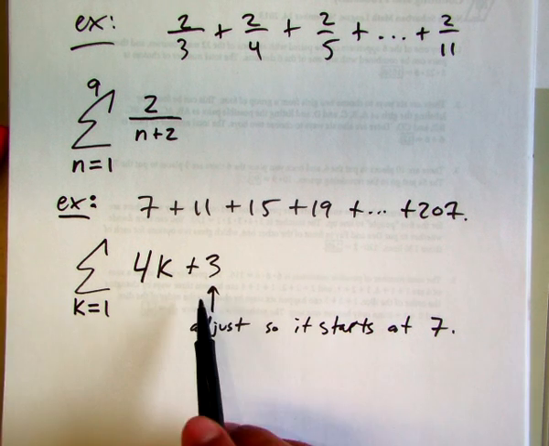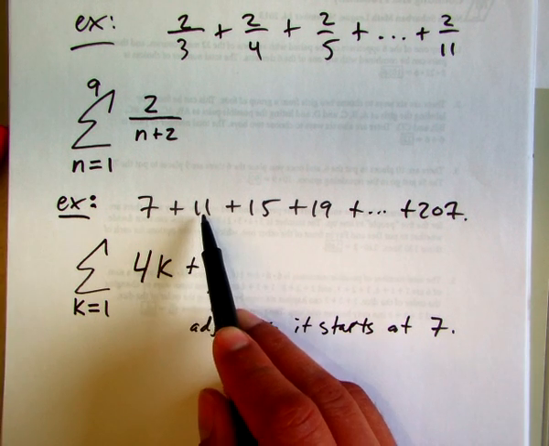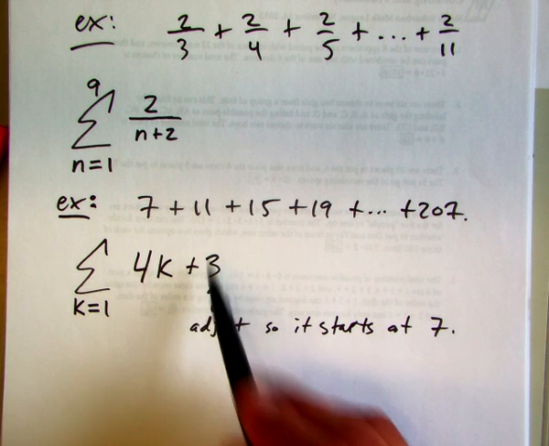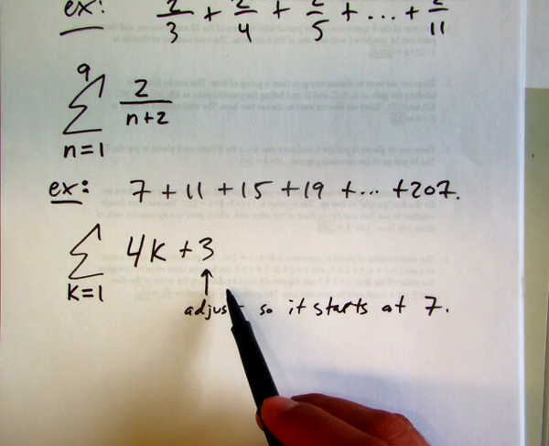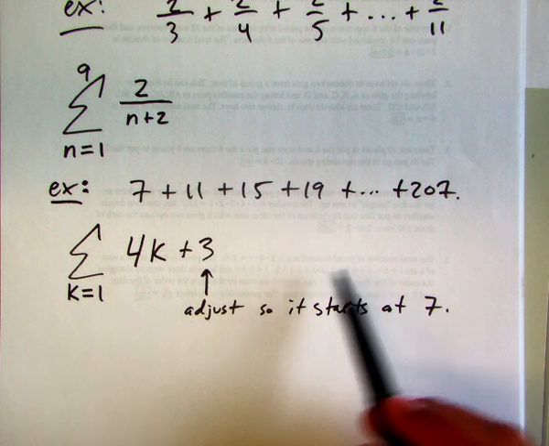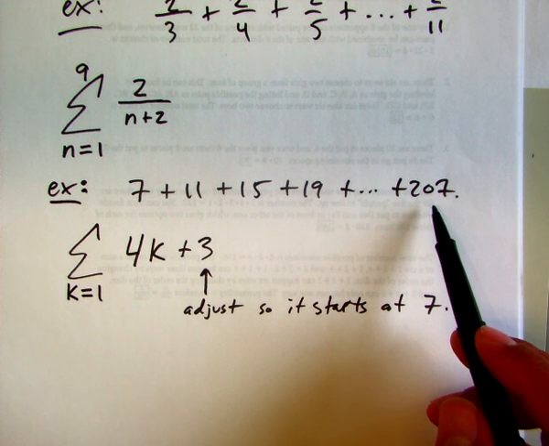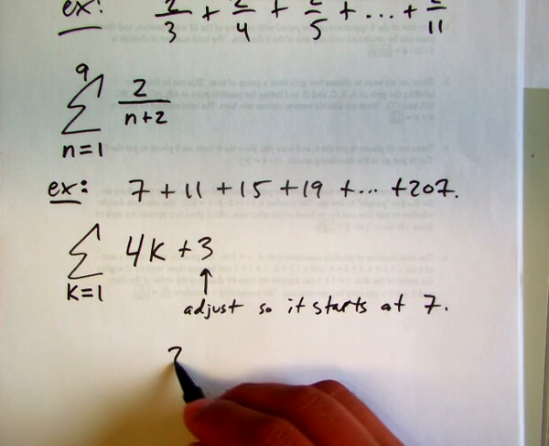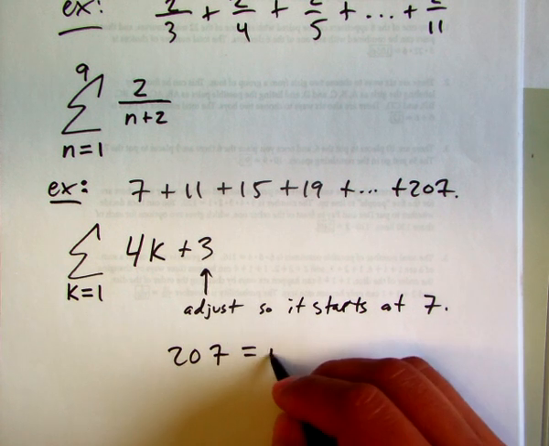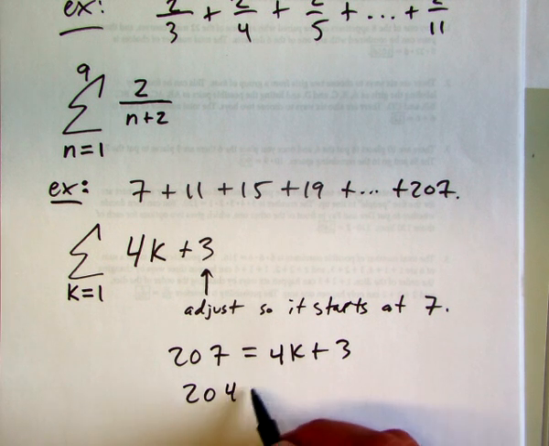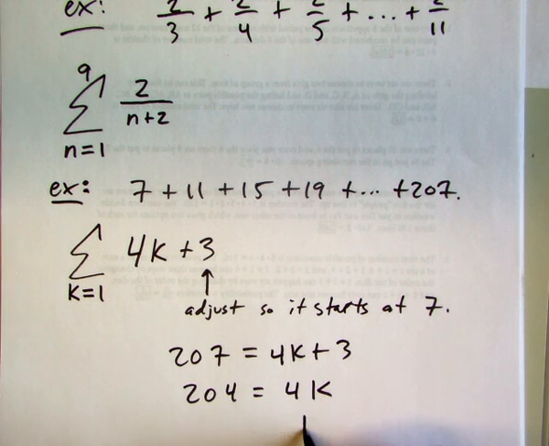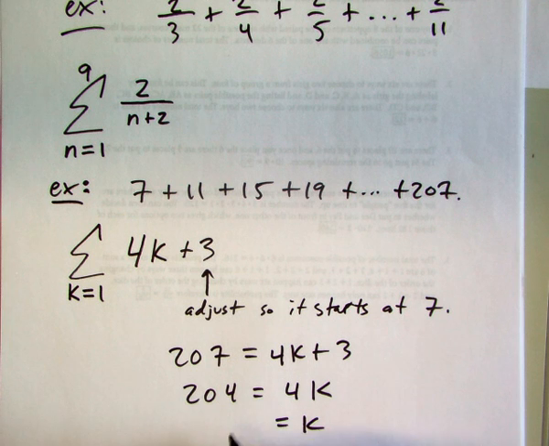If you plug in 2, you can check that we get 11. 4 times 2 is 8. Add 3, you get 11. So now the only problem is, where do I stop? I know I end up with 207 as my last number. So what we can do is take 207 and set it equal to the formula, which is going to produce 207. You solve for k, and then you figure out where it is that you stop. If you divide by 4, you get k is equal to 51.